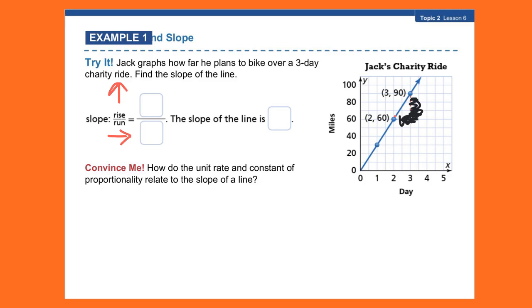I'm going to go from 60 up to 90. 60 to 90 is a 30-mile difference. And then I'm going to go from 2 to 3. That is in 1 day. 30 divided by 1 is 30. That is the slope of the line. It means he's going to plan to bike 30 miles every day.